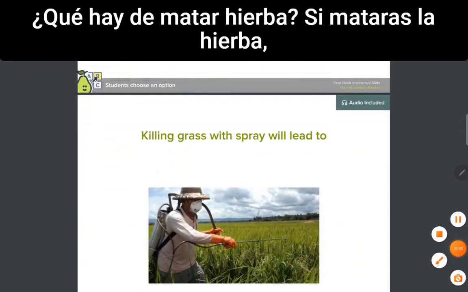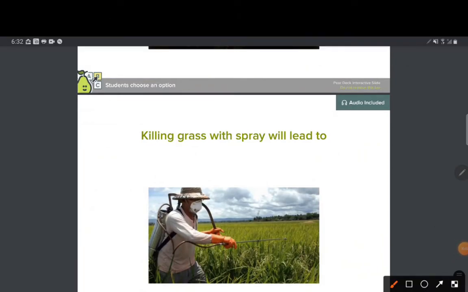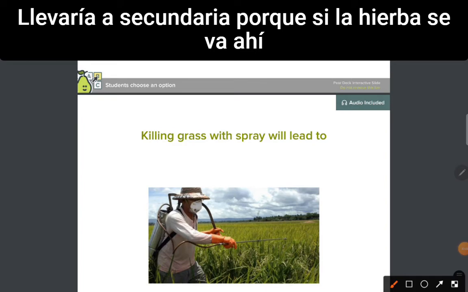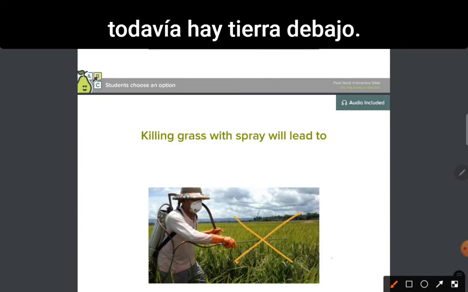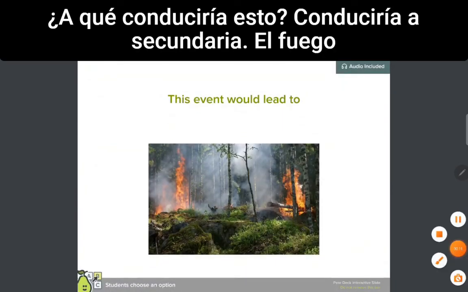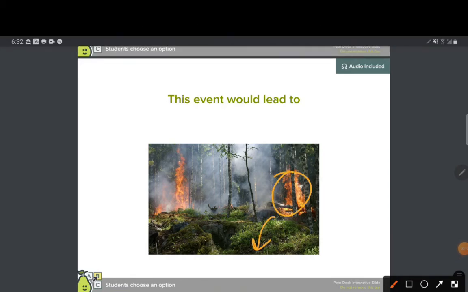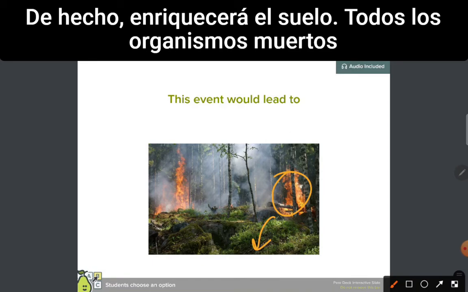What about killing grass? If you killed grass, would that lead to primary or secondary? It would lead to secondary because if the grass is gone, there is still soil underneath. What would this lead to? It would lead to secondary. The fire will not get rid of the soil. In fact, it will enrich the soil.